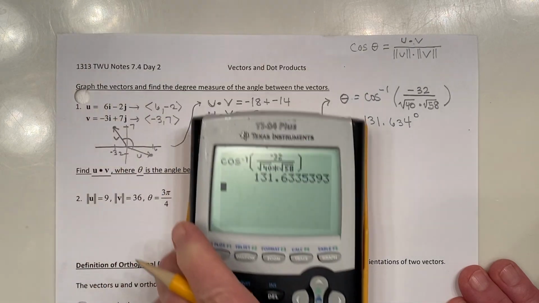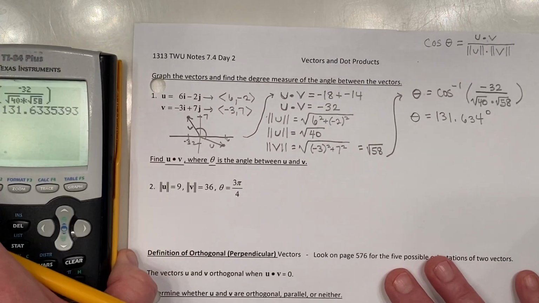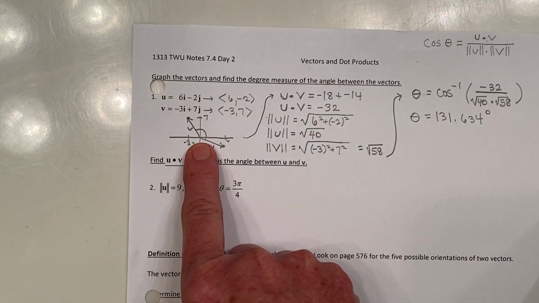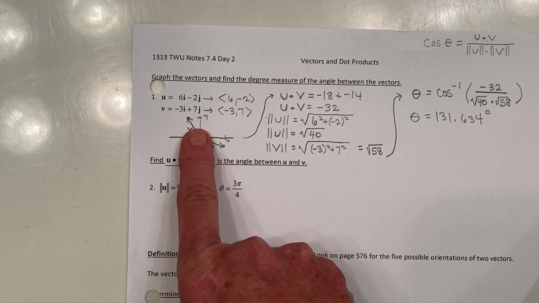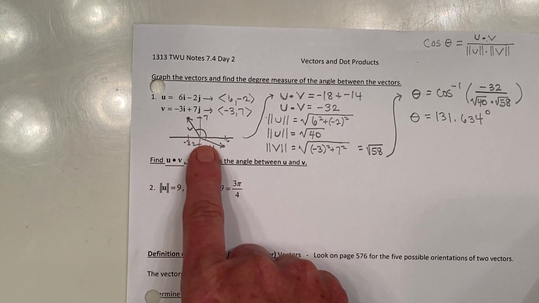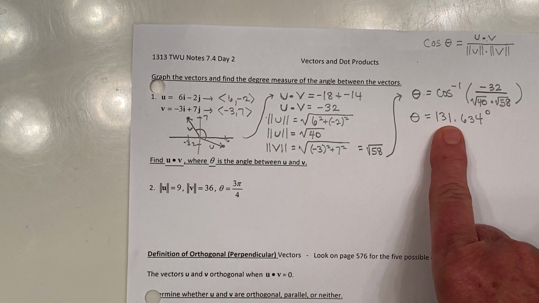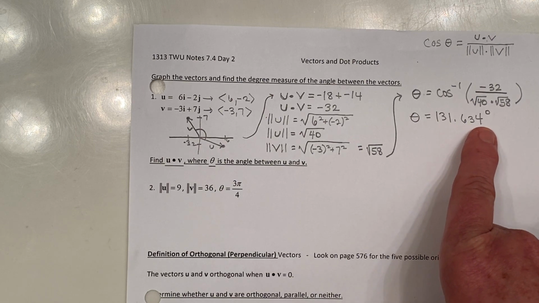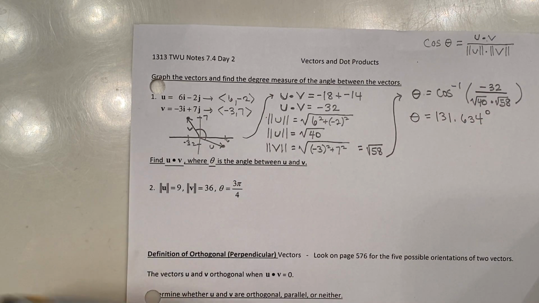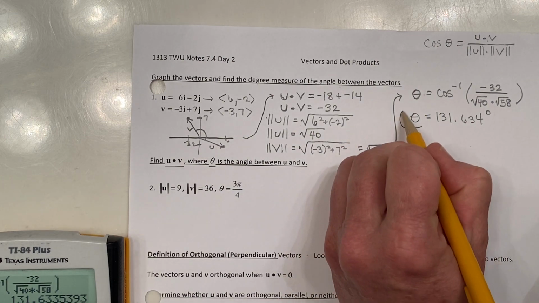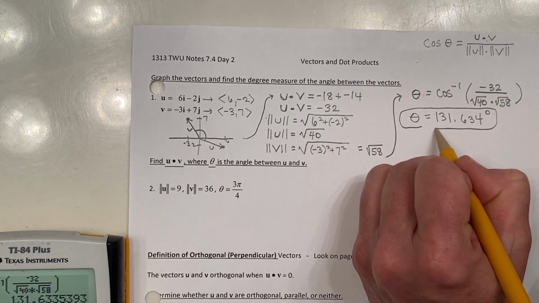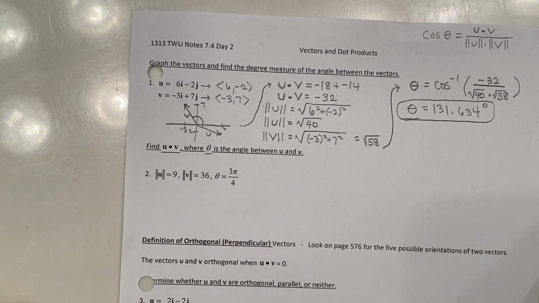If I remember correctly, we predicted by looking at our graph that we would have a degree measure between the two vectors that was greater than 90 but less than 180, and certainly that number of 131.634 degrees confirms that. Looking back at the question, did I answer all parts? Yes, I graphed, and I found the angle between the vectors.